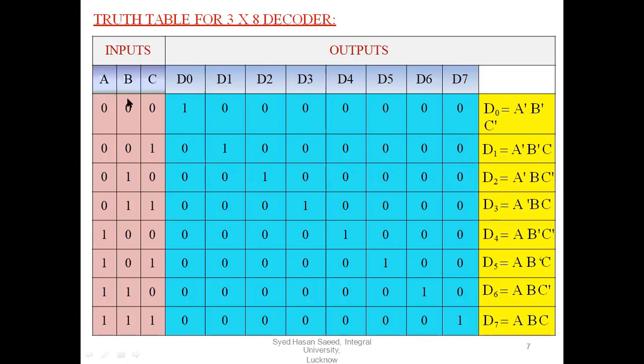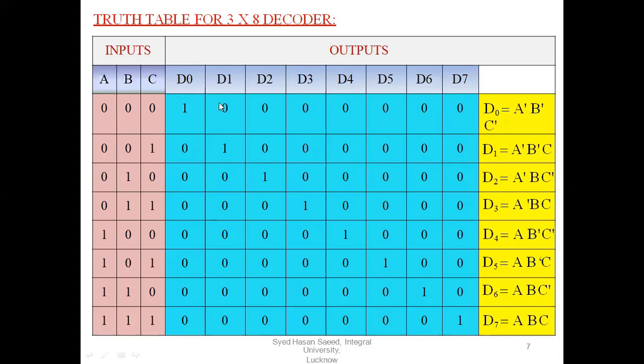How many combinations are there? 2 power 3, that is 8 combinations. Those 8 combination values are 0 to 7, that is 000, 001, 010, 011, 100, 101, 110, and 111. These are the input values from 0 to 7. That is 3 inputs, so 2 power 3, that is 8 combinations.